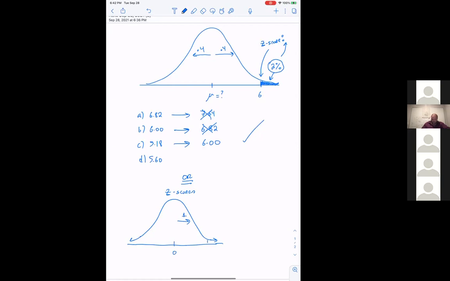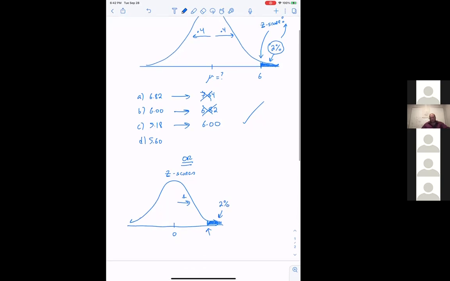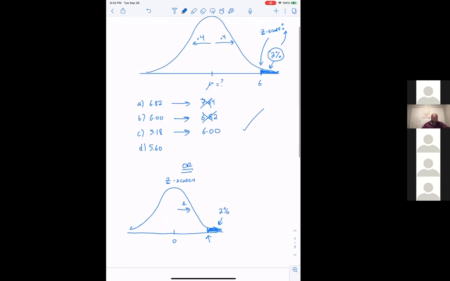0 and 1. So what I'm going to do is calculate what z value for a 0-1 distribution gives me 2%. So go ahead and do that. What z value is that? That gives me 2%.